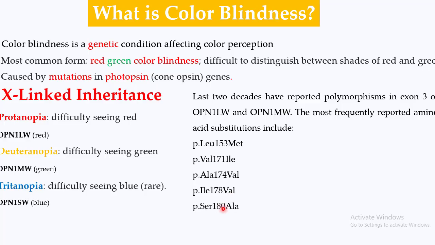At position number 180, the serine is going to be replaced by the alanine, and at position number 233, the serine is going to be replaced by the alanine. So these are the most commonly reported polymorphisms in exon number 3 of the red gene, OPN1LW, which helps you see the red wavelength or the red color, and the green gene, OPN1MW, which is going to help you see the green color.